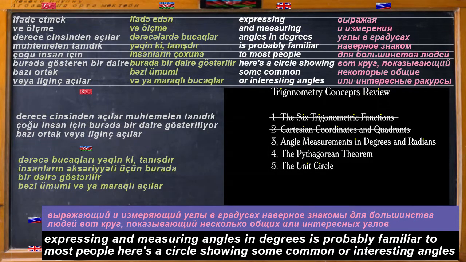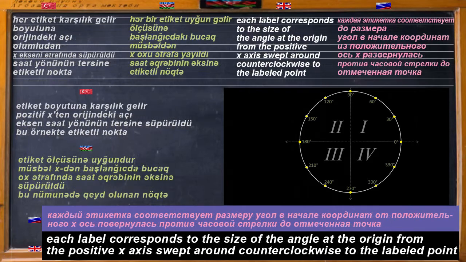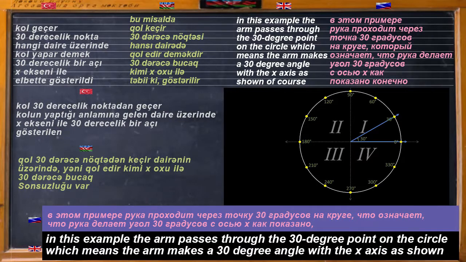Expressing and measuring angles in degrees is probably familiar to most people. Here's a circle showing some common or interesting angles. Each label corresponds to the size of the angle at the origin from the positive x-axis swept around counterclockwise to the labeled point. In this example, the arm passes through the 30-degree point on the circle, which means the arm makes a 30-degree angle with the x-axis, as shown.